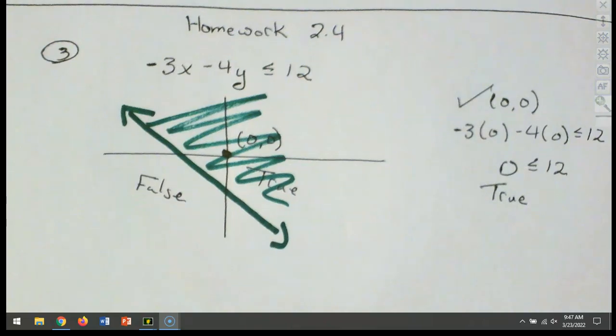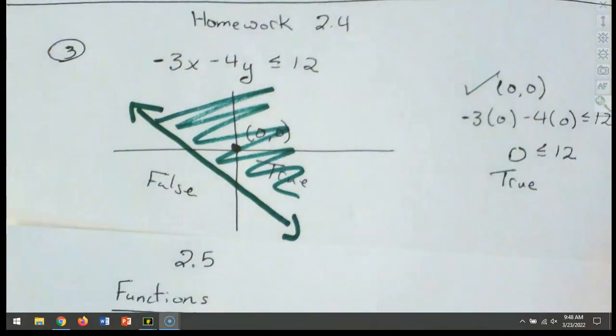Okay, so let's now go ahead and move on to 2.5. 2.4, again, there's not a lot to it, so very little in 2.4. 2.5, we're going to be talking about functions. And we're going to talk about what a function is and how a function works.